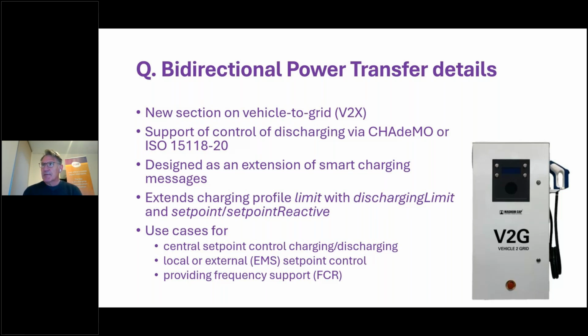We specified a whole list of 8 or 9 use cases, I think, that describe how you can do bidirectional charging. The most common ones will be the central set point situation, where the CSMS sets the set point for the amount of power that you want the vehicle to charge or discharge. But we also have a use case that describes how, for example, an energy management system can do that, or how a local charging station itself can do it locally.